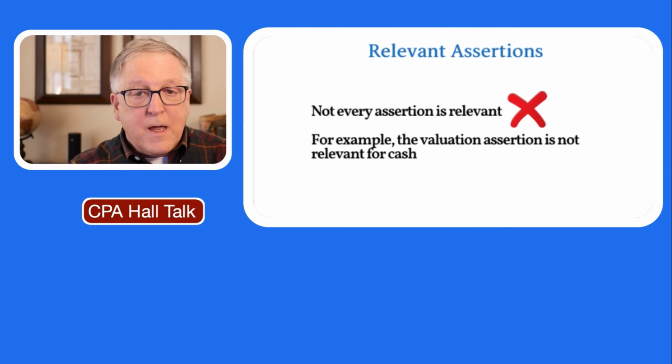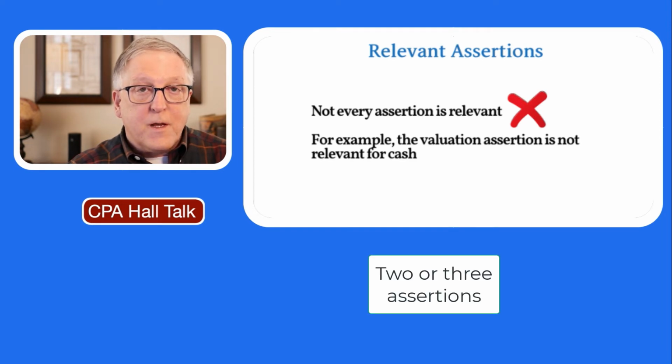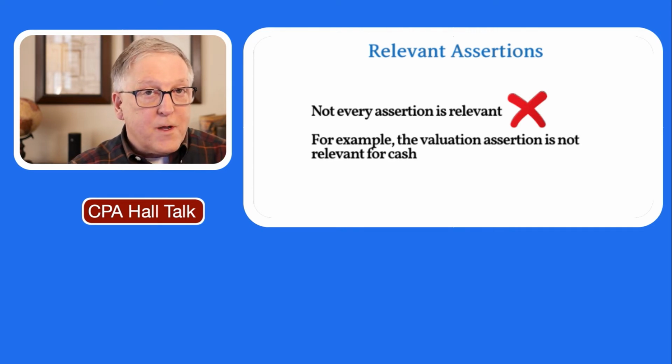So not every assertion is relevant. Sometimes I look at audit files and it's as though the auditor thinks every assertion is relevant. They are not. Quite often for an account balance or transaction cycle or disclosure, there will be 2 or 3 assertions that are relevant. So sometimes assertions are not relevant.